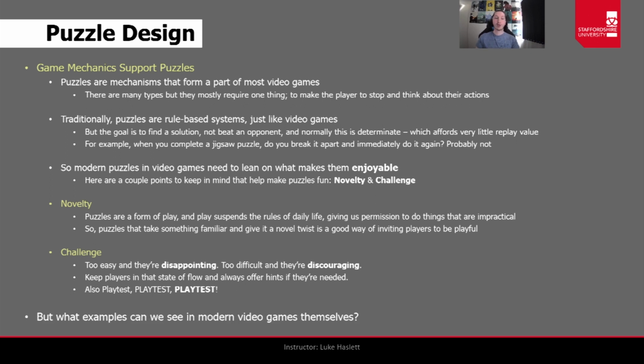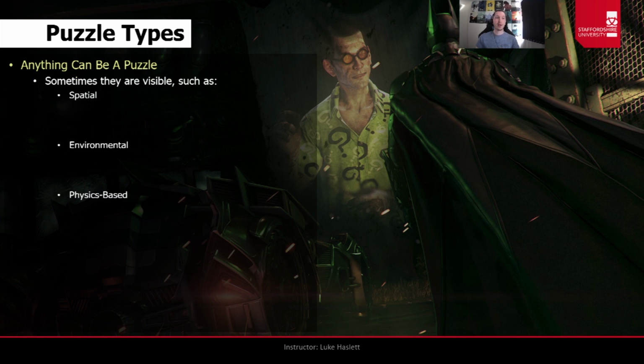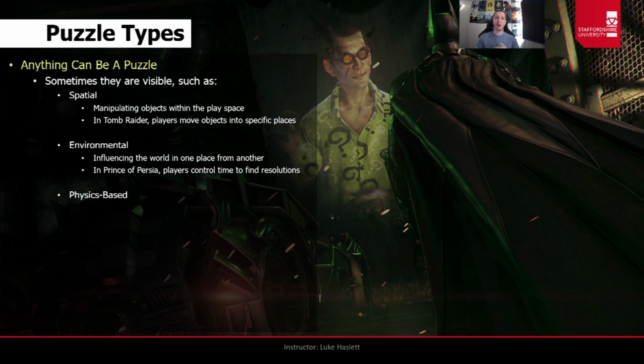But what examples can we see in modern video games themselves? So, pretty much anything can be a puzzle. Sometimes they're quite visible, things like spatial puzzles, environmental ones, or physics-based ones. When it comes to spatial puzzles, we can think about manipulating objects in a play space, much like how Tomb Raider games require the players to move objects around the room into specific places, and that might unlock a door that opens.